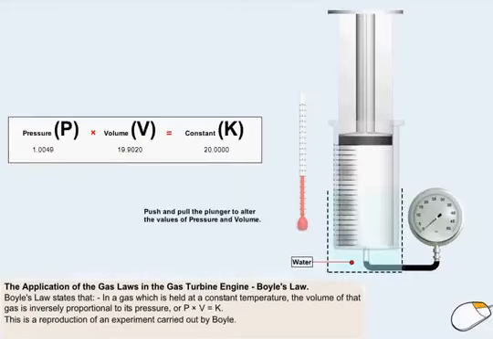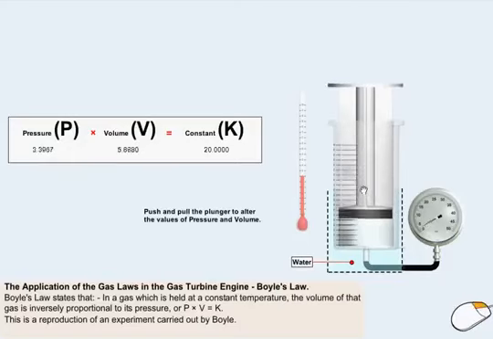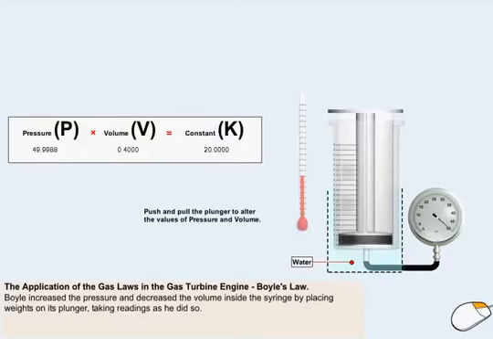This is a reproduction of an experiment carried out by Boyle. He had a calibrated syringe filled with air and deduced its volume. While taking care to retain the temperature of the air inside the syringe constant, he increased the pressure and decreased the volume inside it by placing weights on its plunger, taking readings as he did so. You can see that by multiplying the volume by the pressure, the answer remains a constant.